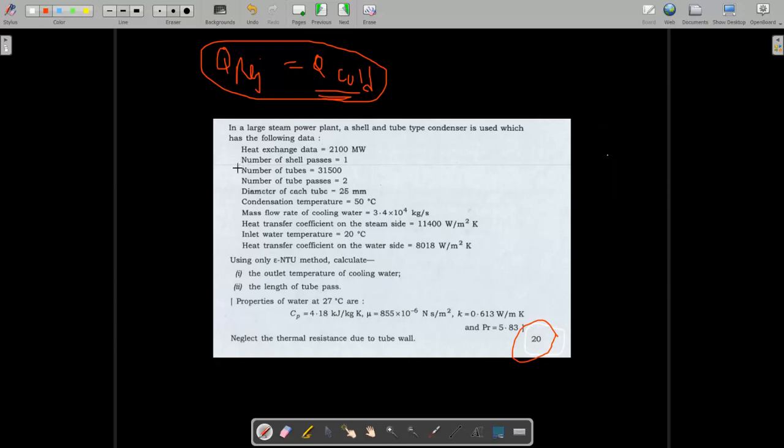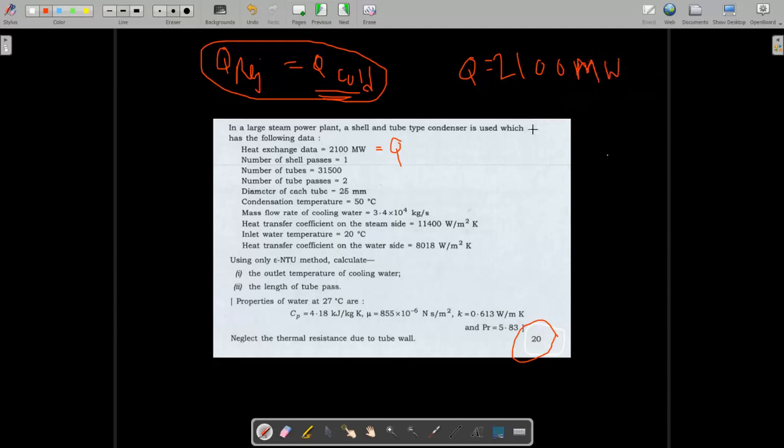The data given is: in a large steam power plant, a shell and tube type condenser is used with the following data. Heat exchange is 2100 megawatt. That means the amount of heat interaction Q is 2100 megawatt. So this much heat is rejected from the steam.